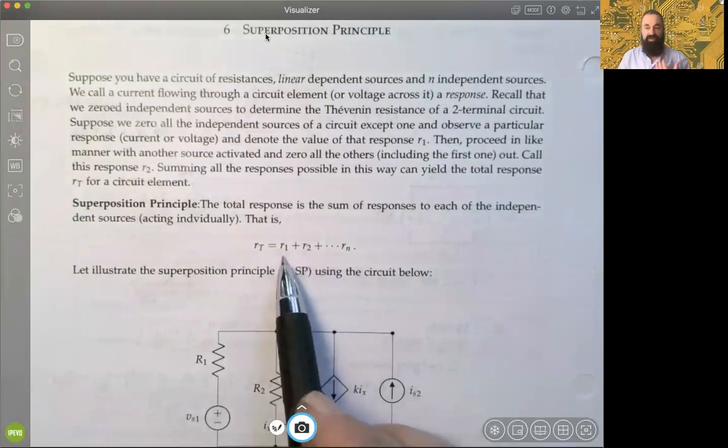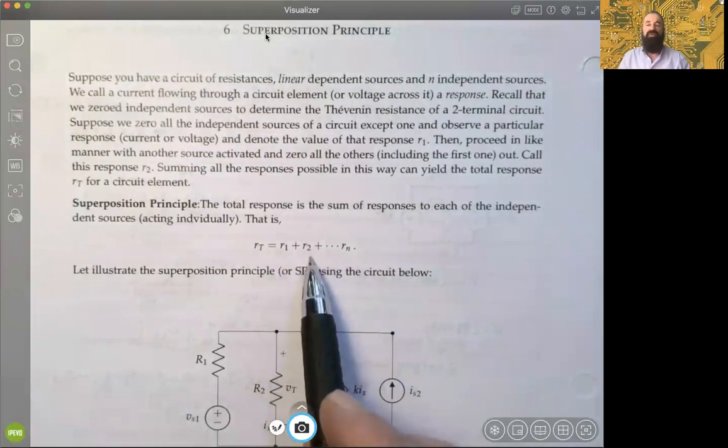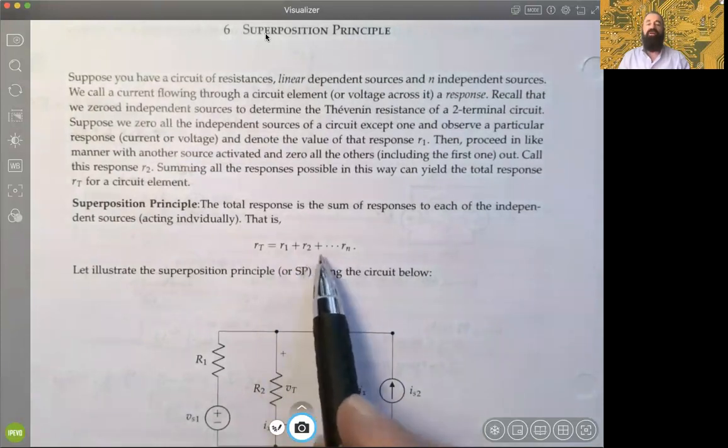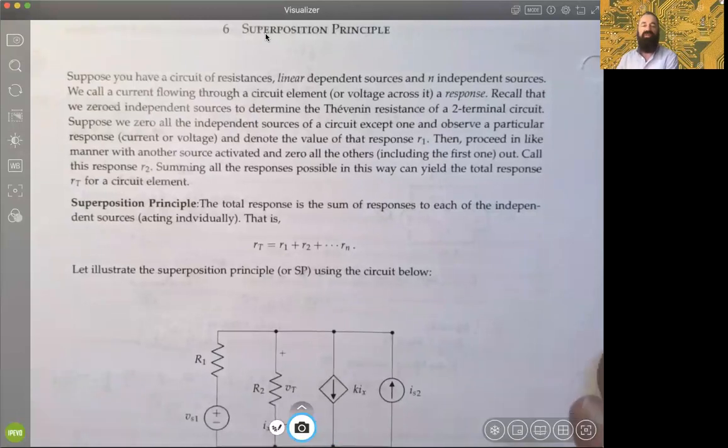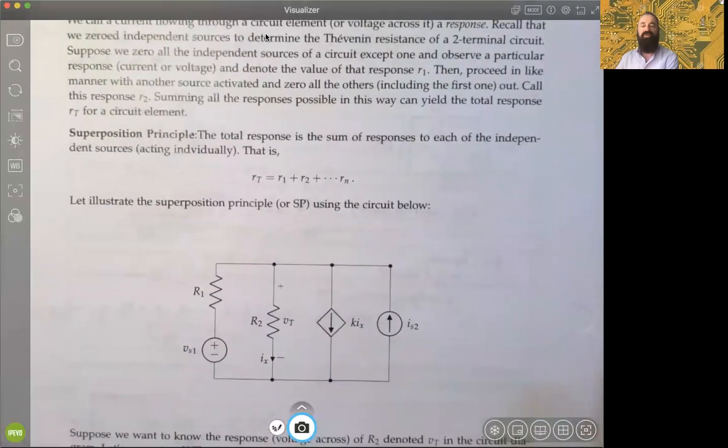Excuse me, let me say it again. You would zero everything out but the first source and get that response. Zero everything but the second source and get that response. So you're zeroing everything except one. So it's just one that's remaining. So we're going to illustrate and build a methodology for this approach and then apply it with a couple of examples, starting with this example here.